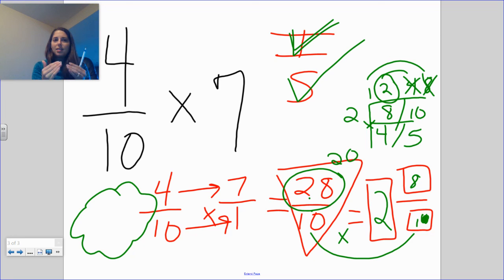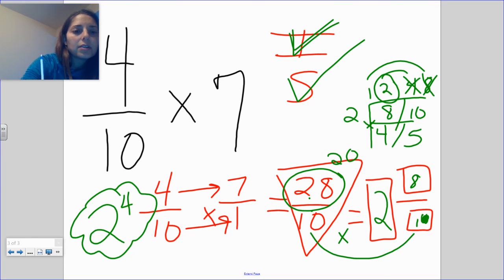We started with 28 tenths. We turned that into 2 and 8 tenths, but then we fixed the 8 tenths part. So my final answer is still going to have the whole number of 2, but the fraction part is 4 fifths, because that's the simplest way to say 8 tenths.